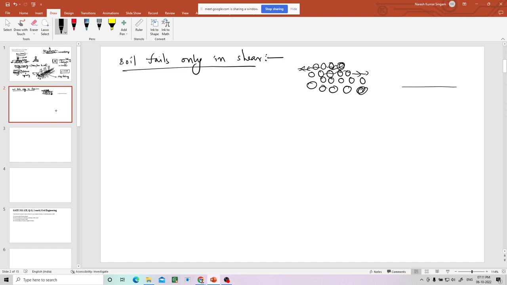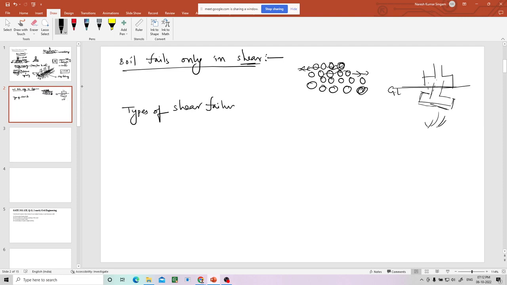Suppose you take ground, suppose there is a footing. Now the footing may go down or may rotate, suppose it is rotating. Why? Because the soil has gone down, so it failed, it cannot take any more load. The failure can only happen in shear. Now what are we discussing here? We will discuss the types of shear failure, okay.